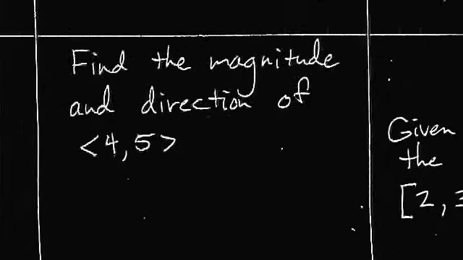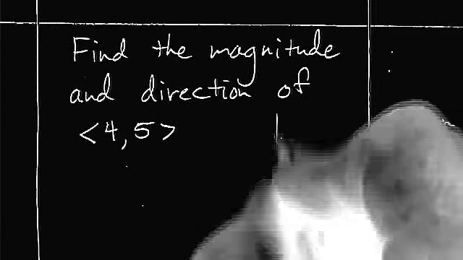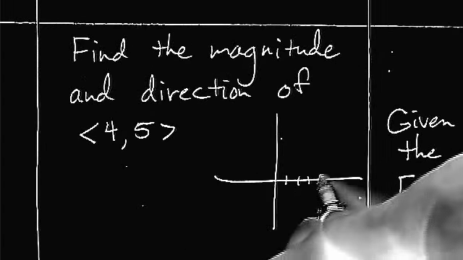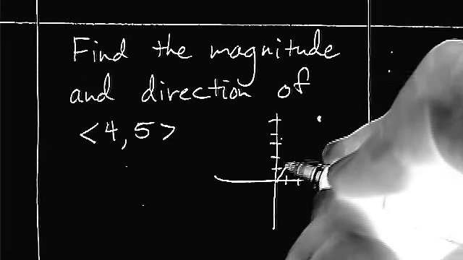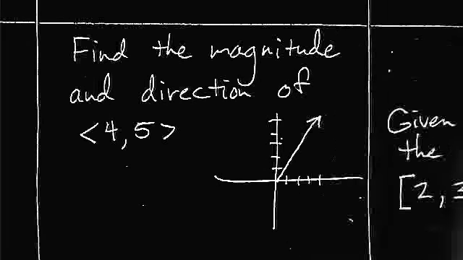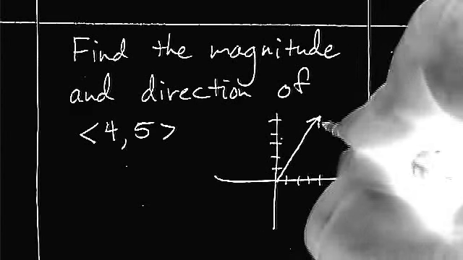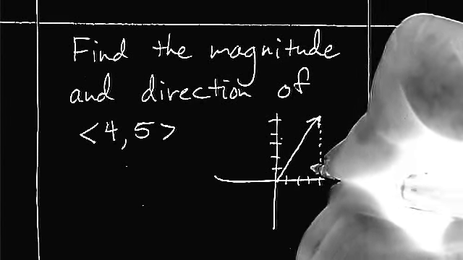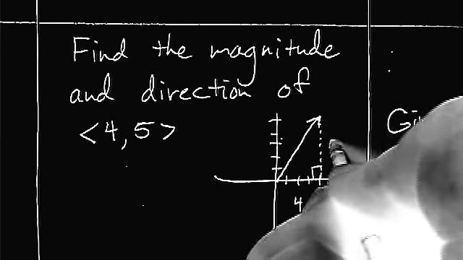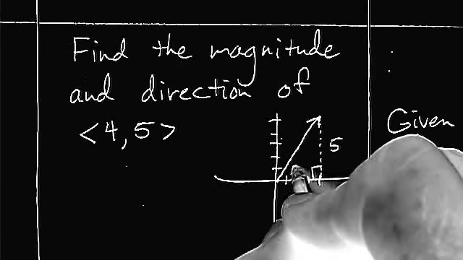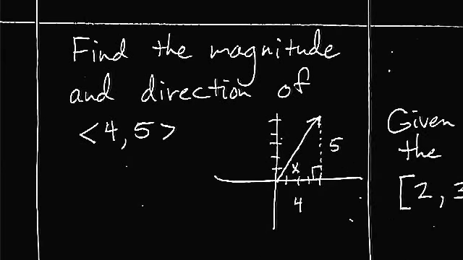Now, how do I find magnitude and direction? Okay, so we know what the vector is: 1, 2, 3, 4, 1, 2, 3, 4, 5. So here's the vector. Just a very simple vector. Okay, now realize that it's a right triangle. It's got a side length of 4 and a side length of 5. We're trying to find the angle measurement inside there.